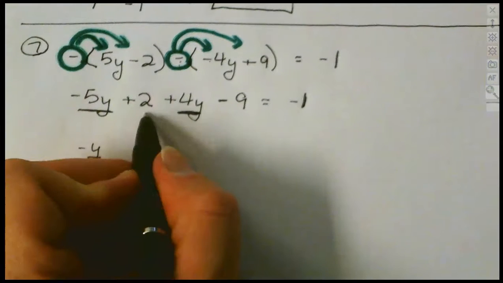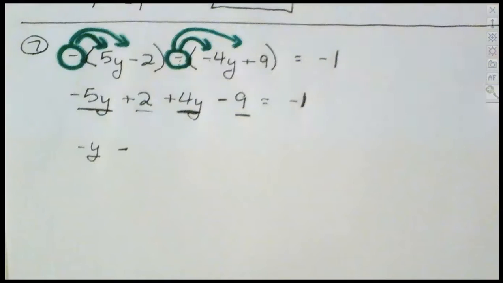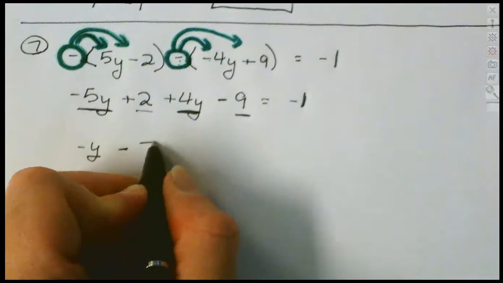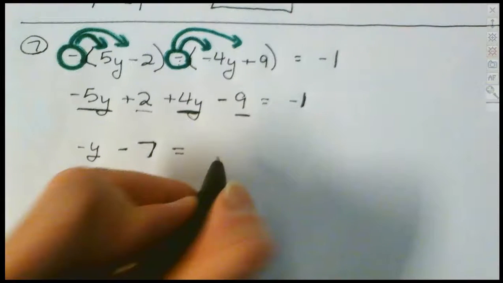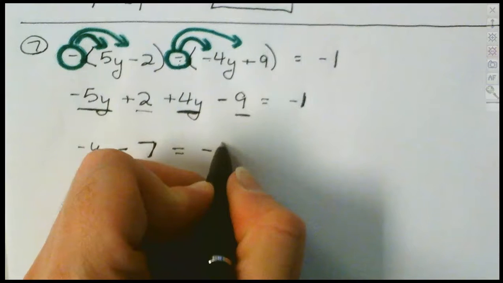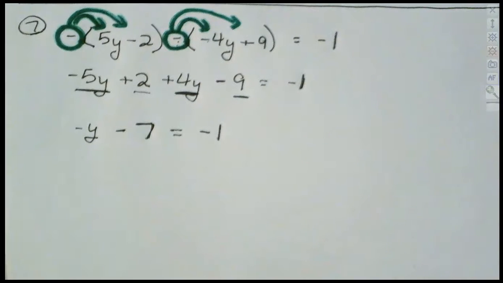So those go together. The 5 is negative and it's the larger number. Now we look at the 2 and the negative 9. 9's a larger number. It's negative. So 9 minus 2 is a 7. So let's bring that negative sign down. And that's going to be a 7 there. And then it equals a negative 1. Is everyone okay with that so far?